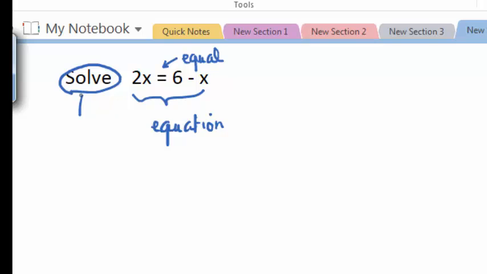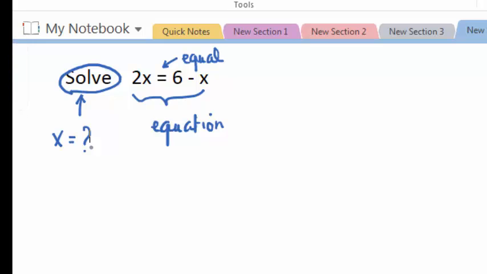When the question says solve an equation, it means find the value of the variable. Where is the variable here? 2 is a number, 6 is a number, x is a variable, so x equals what? This is the meaning of solve 2x equals 6 minus x.